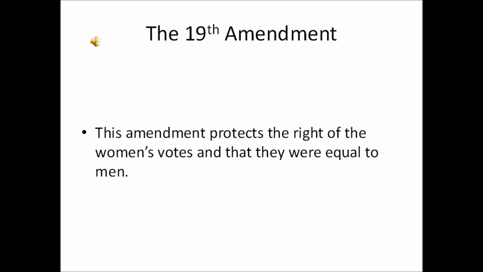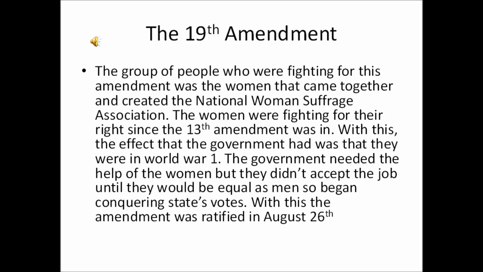The 19th Amendment. This amendment protected the rights of the women's votes and that the women would be equal, the same as men. The 19th Amendment. The group of people who were fighting for this amendment was the women that came together to fight for their rights and created the National Women's Suffrage Association. The women that were fighting for their rights were since the 13th Amendment, which was abolishing slavery.